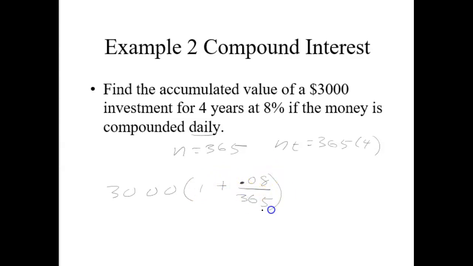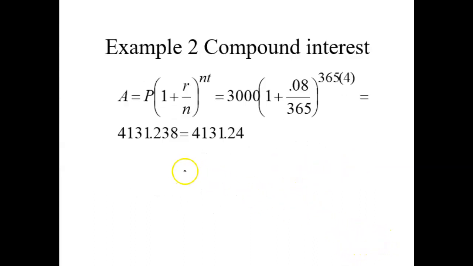Now don't calculate this out separately because that's going to be a tiny number and you're going to round it to 1 and then you're going to get wrong answers. Put all of that in together raised to the 365 times 4. And you can calculate this number ahead of time and just use the number, or you can put it in parentheses like this. And when you do that, you see you get a little bigger number than we got last time. Last time we had 4,127. The more frequently you compound, the bigger the number is.